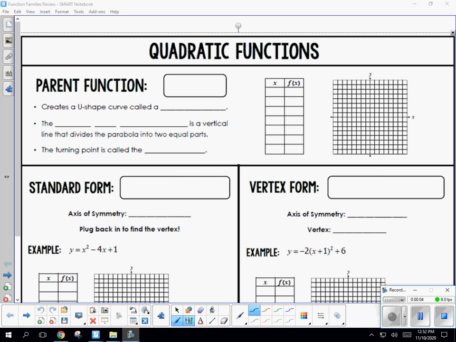Algebra 2. Today we are going to take some notes on quadratic functions and do the function family review. The parent function of a quadratic function is f(x) = x squared. This function creates a U-shaped curve called a parabola.